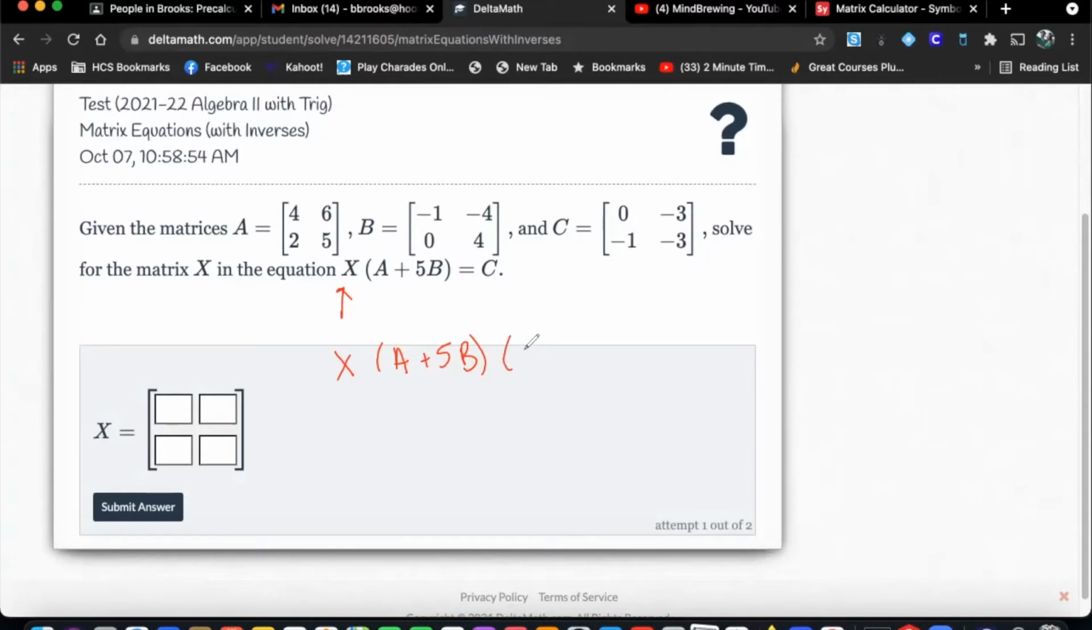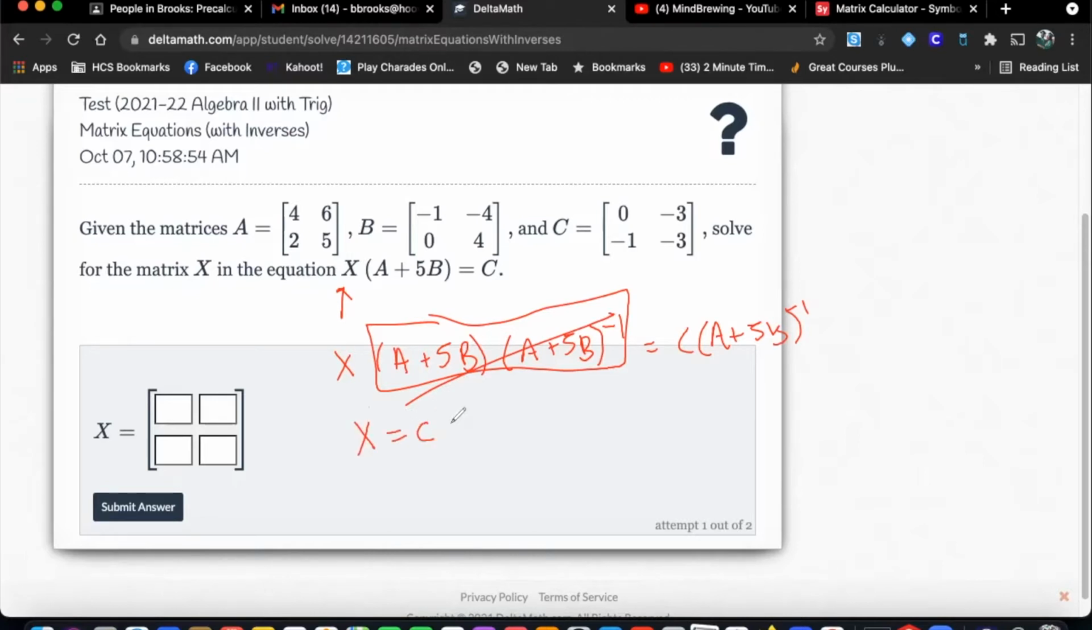So we're actually going to take a plus 5b, whatever that is, and we're going to take its inverse, and we're going to multiply that to both sides. So we're going to have c times a plus 5b inverse. When I multiply any matrix by its inverse, they'll cancel out, correct? So we can say that x is just equal to c times a plus 5b inverse.